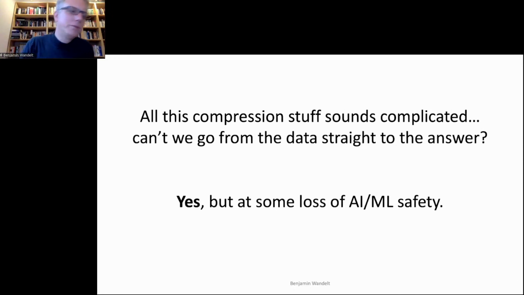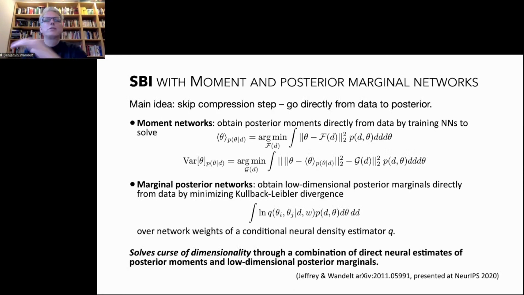Here now we start trusting the deep learning more, okay? And this is called moment networks. By the way, the IMNN stuff, the information maximizing neural network stuff, is what Lucas will talk about in a few weeks from now at Minerva. And these moment networks are something that Niall Jeffrey and I developed.